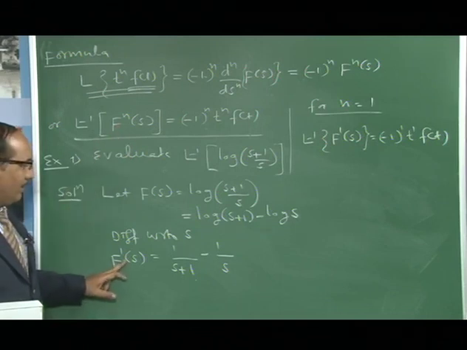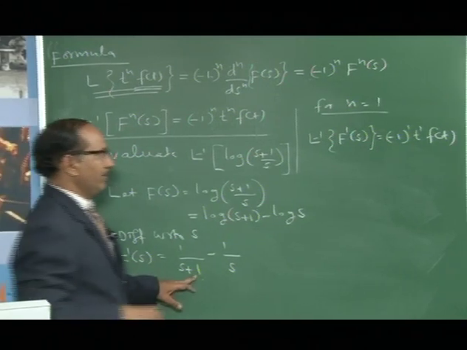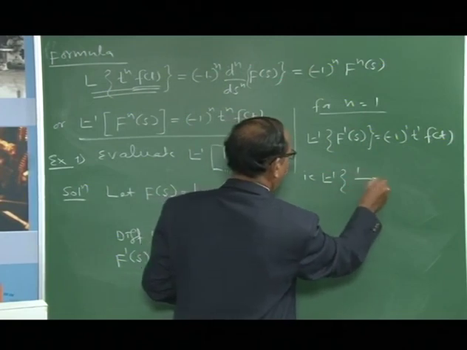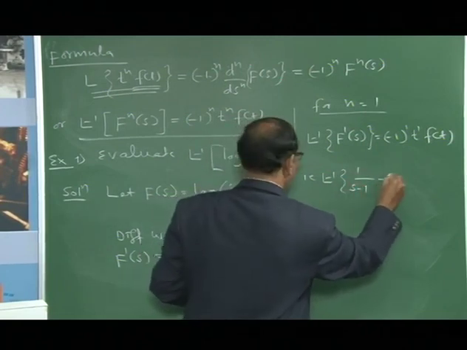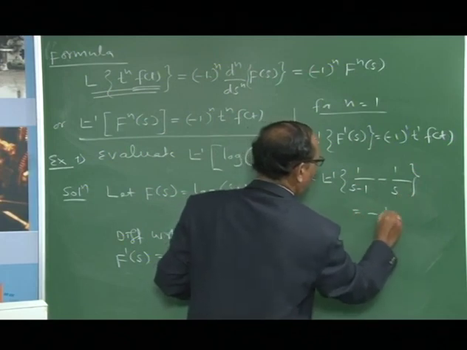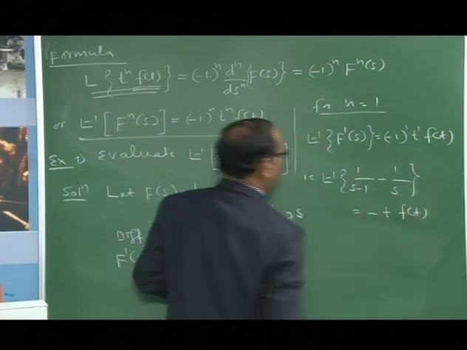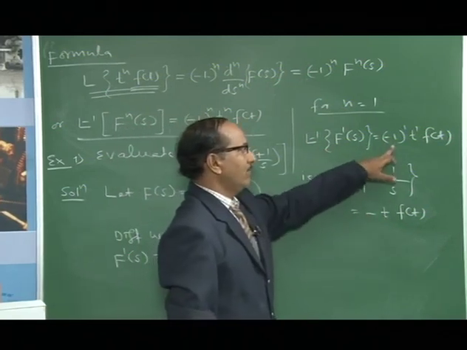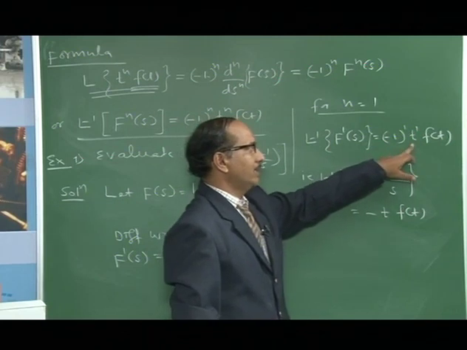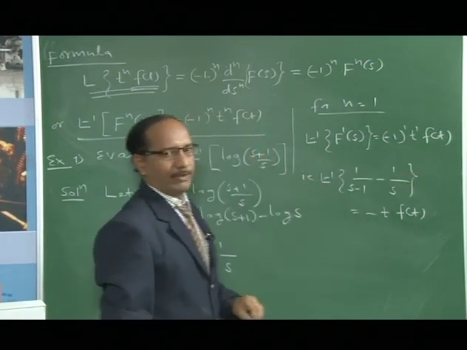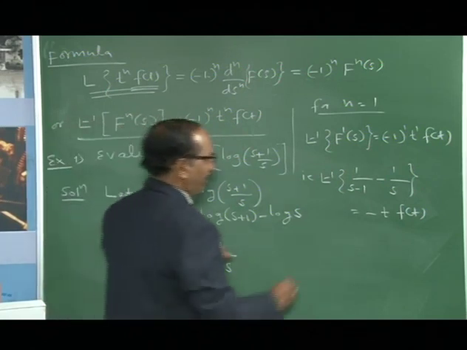So, substitute all the available functions. f dash s is known, substitute here, that is L inverse of 1 divided by s minus 1, 1 divided by s is equal to minus 1 into t f of t. So, f dash s is substituted here, and minus 1 raised to 1 is minus 1, t raised to 1 is t, f of t. So, in this equation find out f of t, that is the inverse of the given problem.